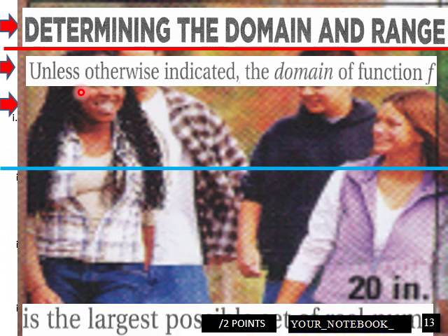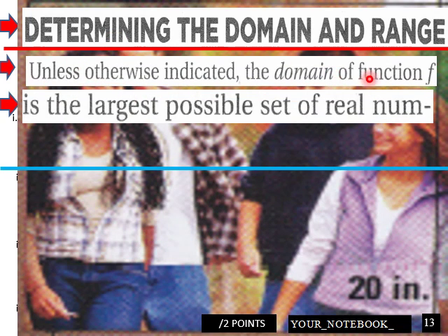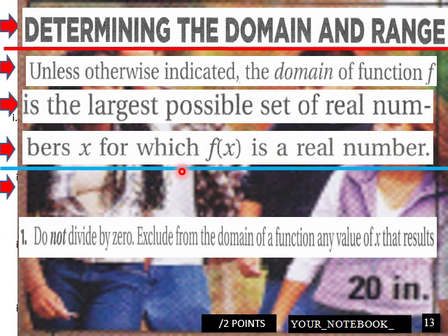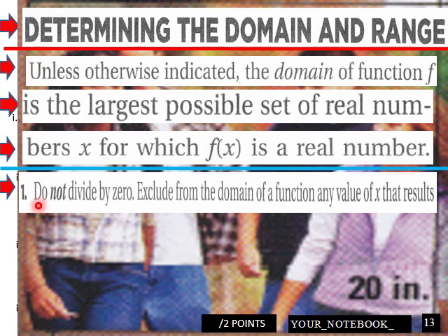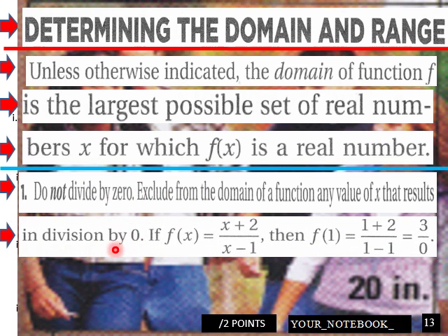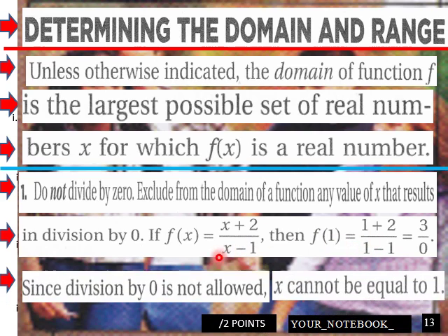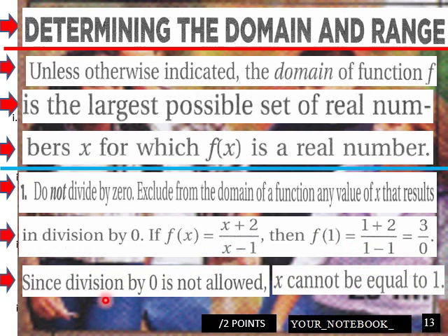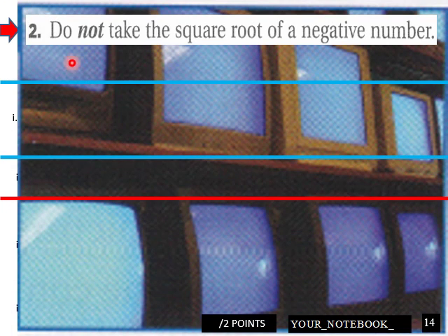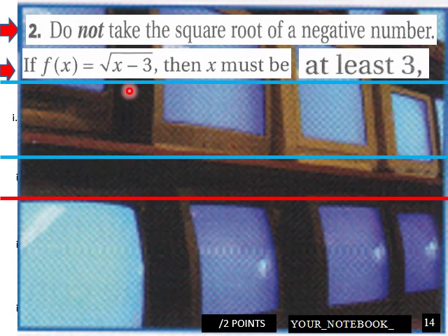Determining the domain and range, unless otherwise indicated. The domain of function f is the largest possible set of real numbers x for which f of x is a real number. Do not divide by 0. Exclude from the domain the value that represents division by 0, so no zeros in the denominator. Do not take the square root of a negative number.